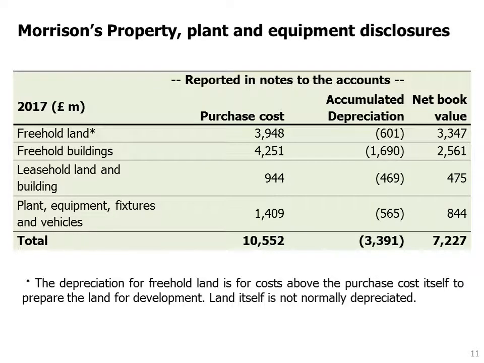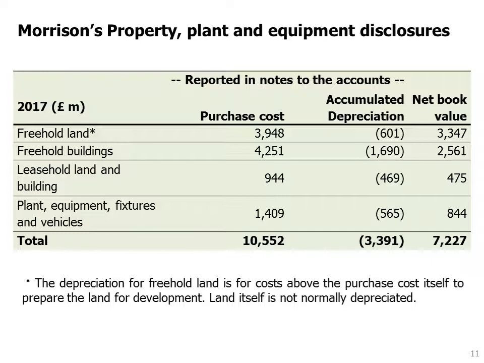Let's have a look at Morrison's property, plant and equipment disclosures. IFRS disclosures for property, plant and equipment are considerably better than those under US GAAP. What we have here is a breakdown between freehold land, freehold buildings, leasehold land and buildings, plant, equipment, fixtures and vehicles. And unsurprisingly, the largest of these are the land and the buildings.